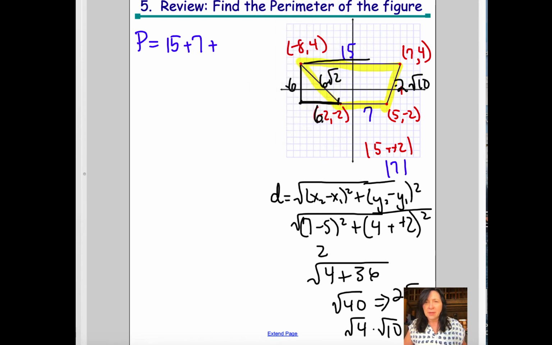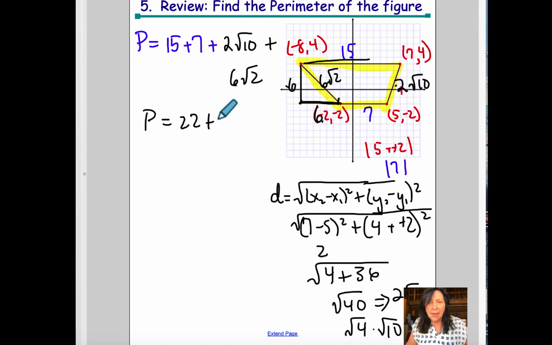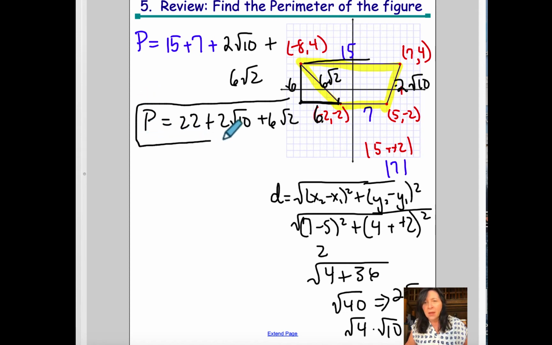And doing that, 15 plus 7 plus 2 root 10 plus 6 root 2. And remember, you can only combine numbers that are exactly the same. So my perimeter is going to be 15 plus 7, which is 22, add 2 root 10, add 6 root 2. And then that's my perimeter. We didn't state the units, so you would just say perimeter is always in units. So I'm just going to say units.